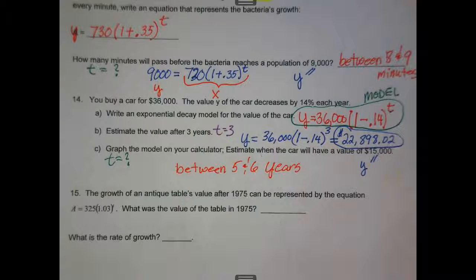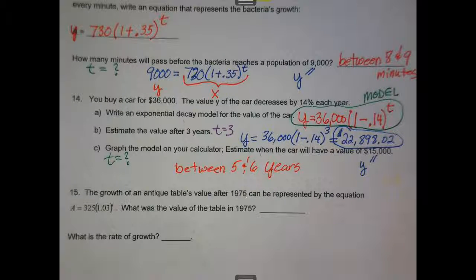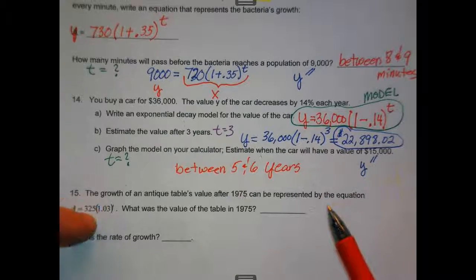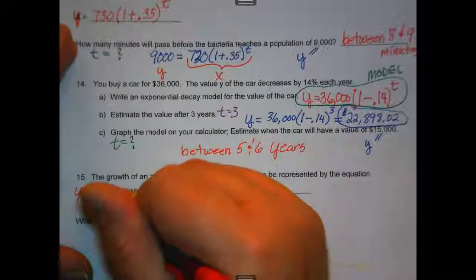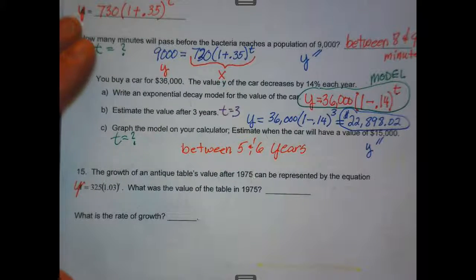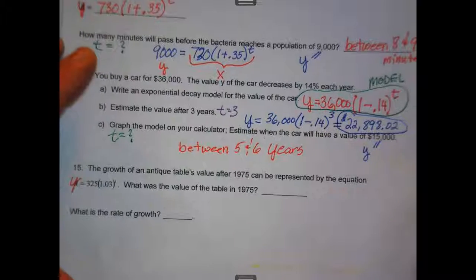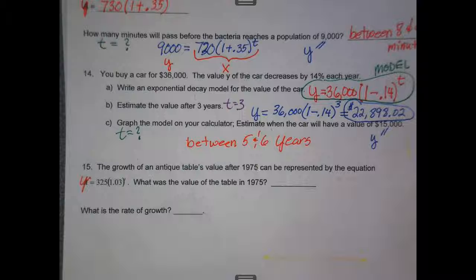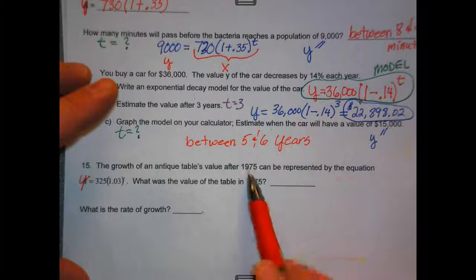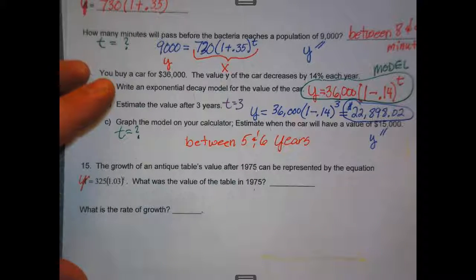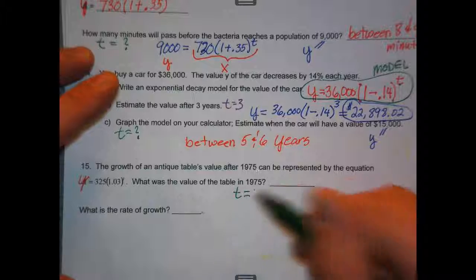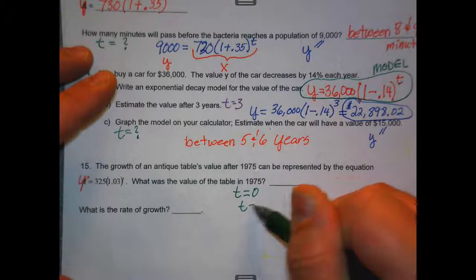Last one. The growth of an antique table's value after 1975 can be represented by the equation A equals, again, I hate the A because we've been working with Y, equals 325 times 1 plus 0.03 raised to the T. What's the value of the table in 1975? Now, this is really kind of confusing because it's less than a year here, right? So what does T equal? Well, it could equal 0 or it could equal 1.